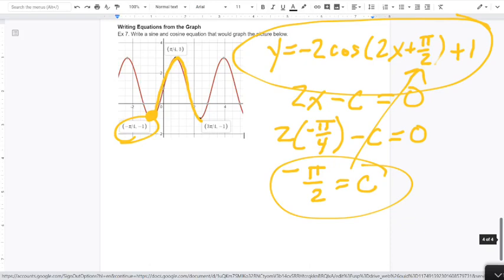Alright, and that's pretty much how you do it. It's kind of the same idea. And then refer back to this for the little things that you might need help with, like finding the starting point or finding b, the period. I have a feeling the amplitude and d are probably a little easier.